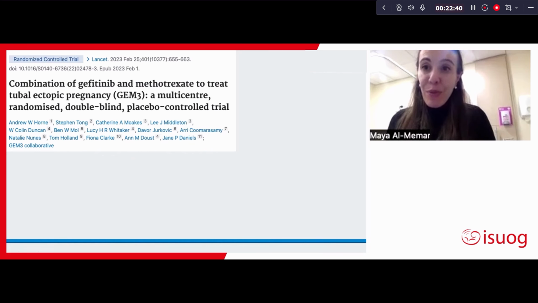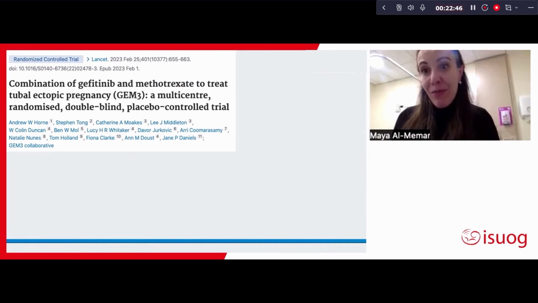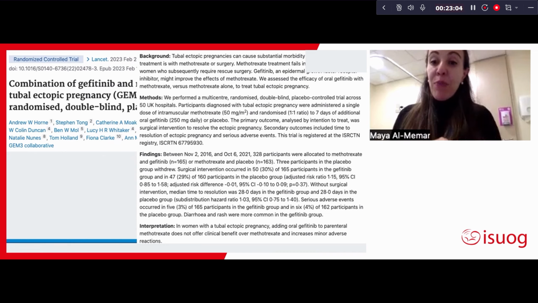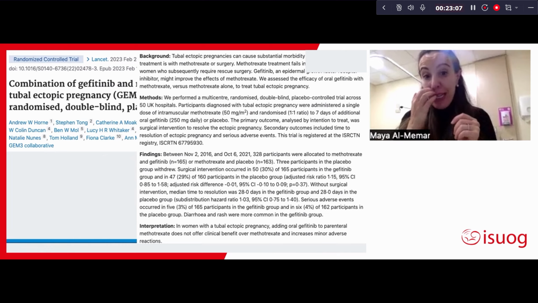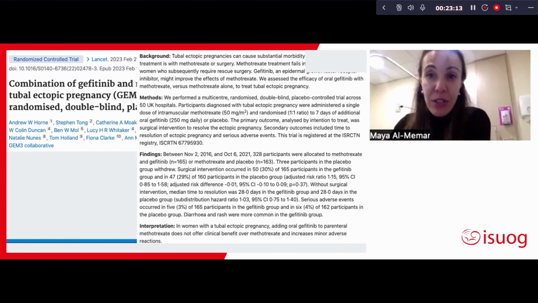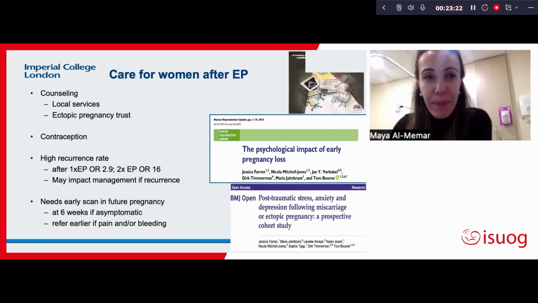There have been trials performed to try and see if we can improve the outcomes of methotrexate treatment and improve success of that treatment. And this is a trial published in The Lancet, led by Professor Andrew Horne in Edinburgh, who used gefitinib, an epidermal growth factor inhibitor, alongside methotrexate to see if this improved success rates. But unfortunately, this didn't offer any clinical benefit over methotrexate alone and actually was found to increase minor adverse reactions. So for now, these are the treatment options available, and we have to watch this space for any changes.